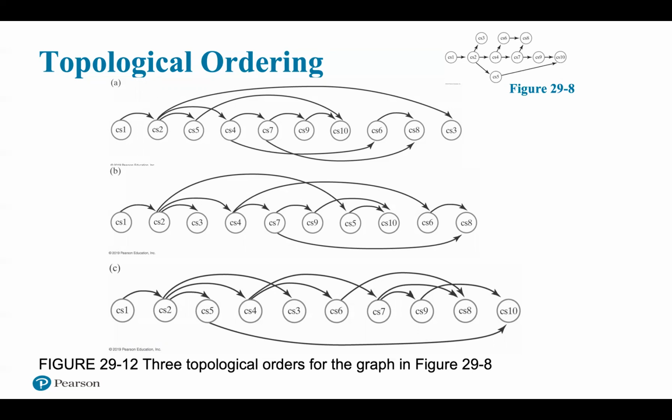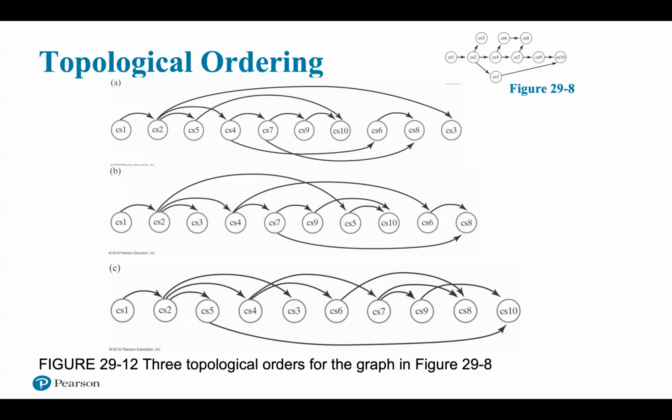And just as a note, in a topological order of the vertices in a directed graph without cycles, vertex A precedes vertex B whenever a directed edge exists from A to B. The vertices in a graph can have several different topological orders. For example, one such order for the graph in figure 29.8 is CS1, CS2, CS5, CS4, CS7, CS9, CS10, CS6, CS8, CS3. That is, if you complete the courses in this order, you will satisfy all prerequisites.